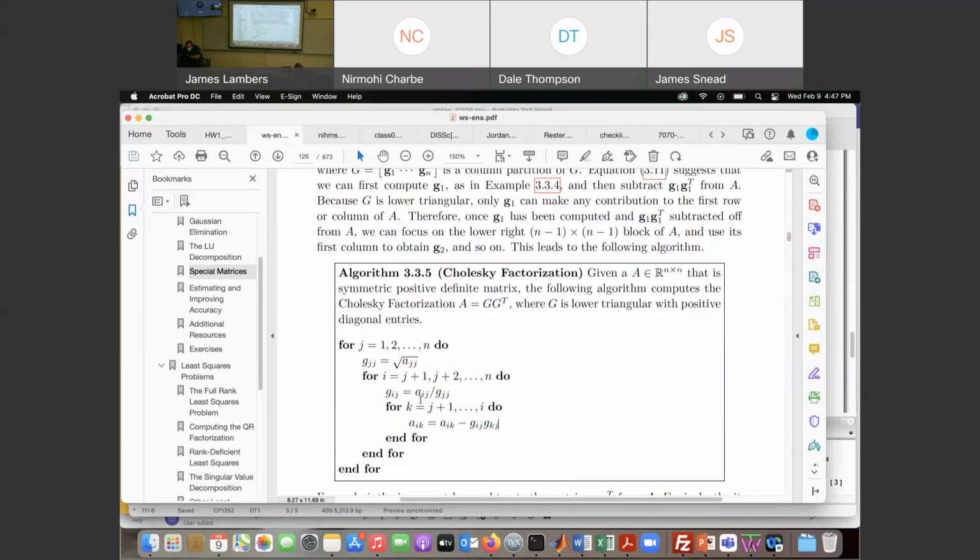So how this algorithm behaves is, first it computes the first entry of G1, G11. Then it's computing the rest of G1, the first column of G. And then it's subtracting G1 times G1 transpose off from the rest of A. So after G1 is complete, we move to the second column, and we start doing the same process to compute G2 and subtract off G2 times G2 transpose. You keep whittling away at A until there's nothing left.